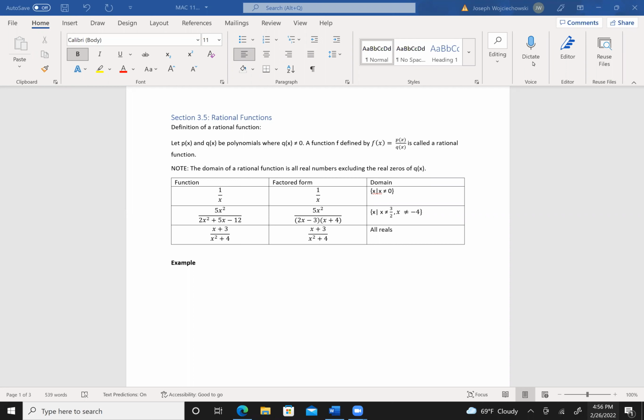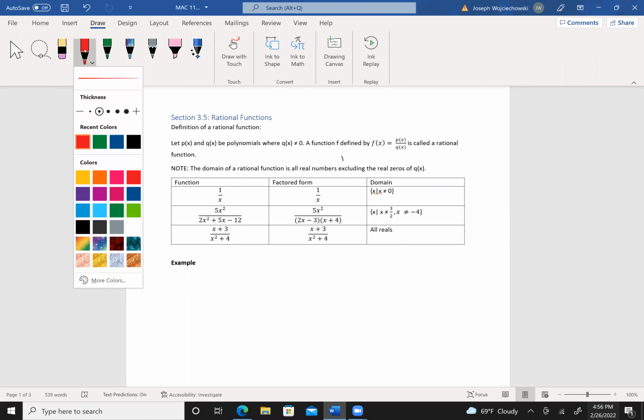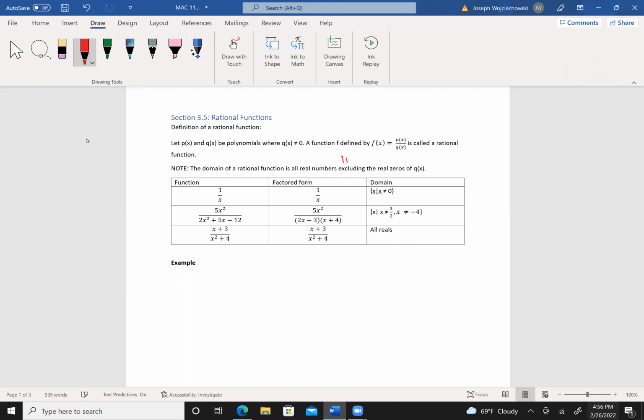All real numbers in the domain of Q of x, excluding the real zeros of Q.